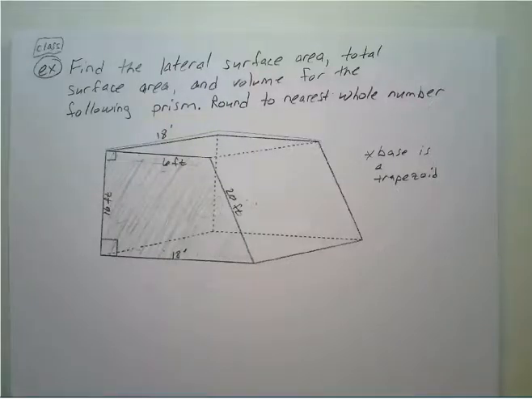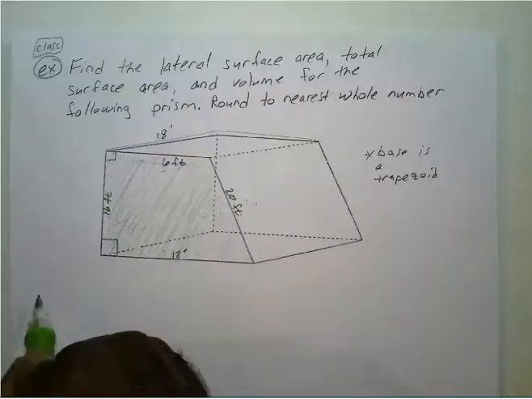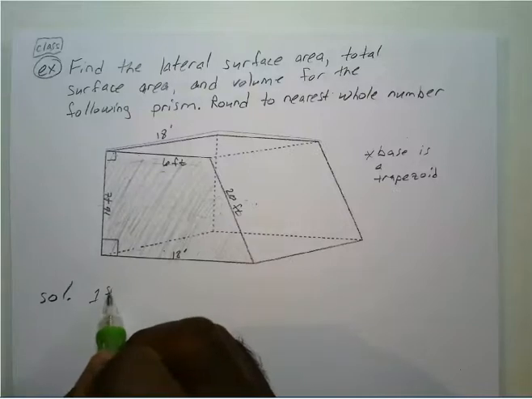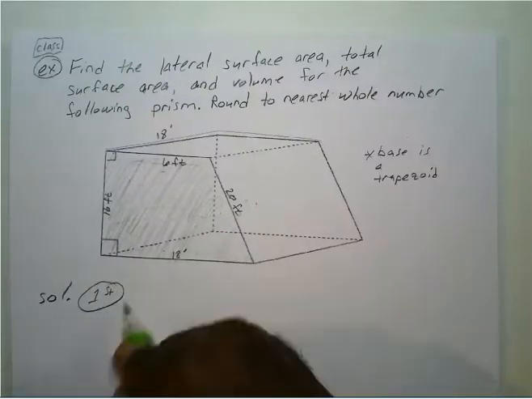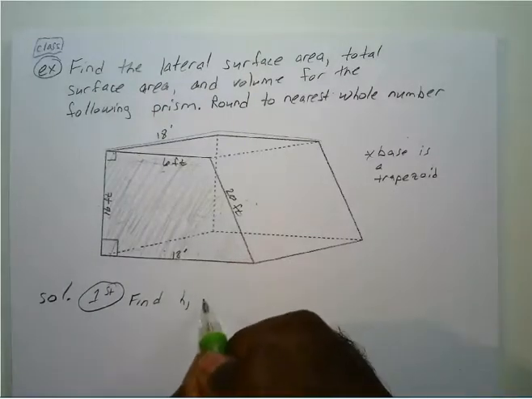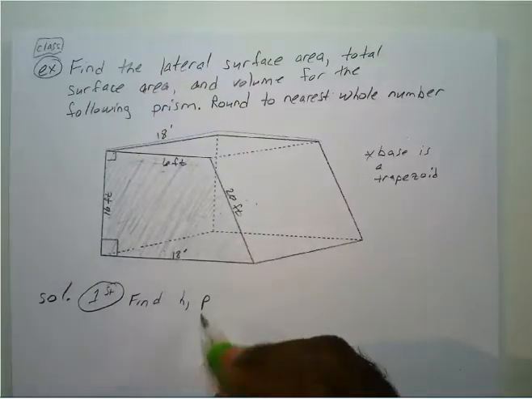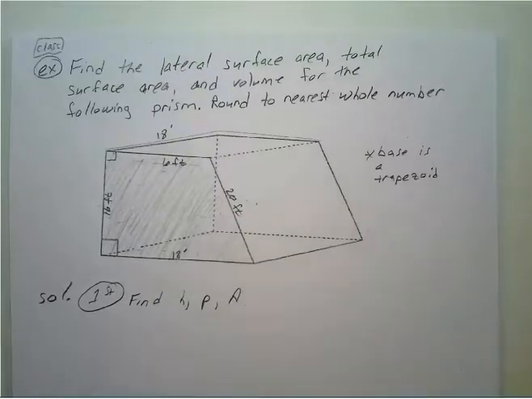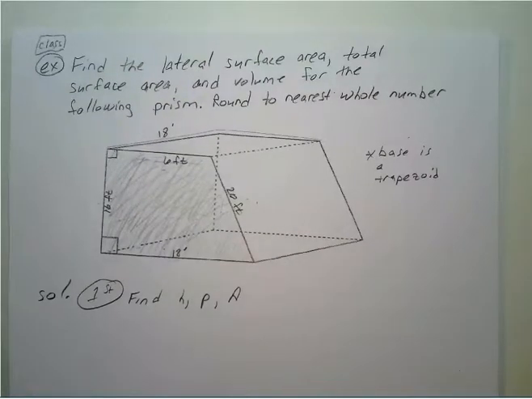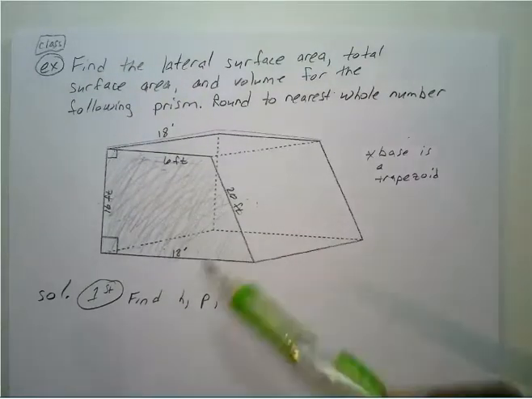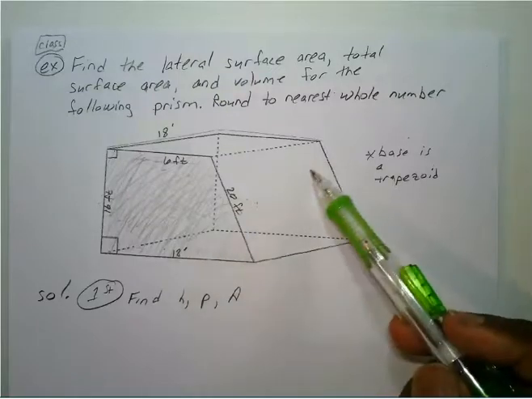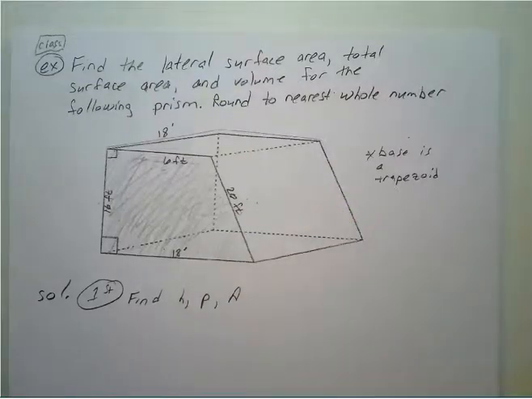All right, so I'm assuming you've pressed pause and already worked it out. So let's go ahead and verify. Remember your first step: you want to find the altitude, the perimeter of the base, and the area of the base. That's why I shaded this part in, because that's your base. And again, a lot of times they won't shade it in. You'll just have to be able to look at it and tell, okay, these 2 sides are parallel, so those must be our bases.